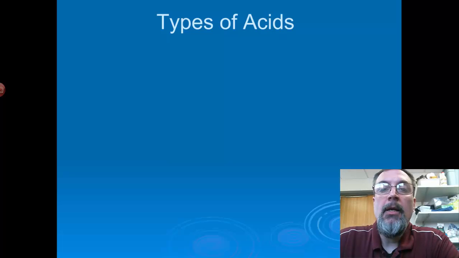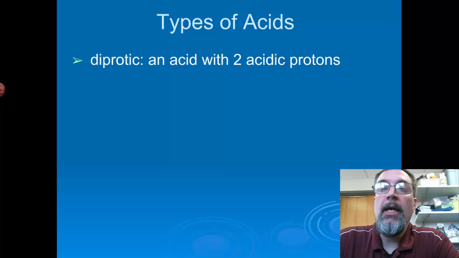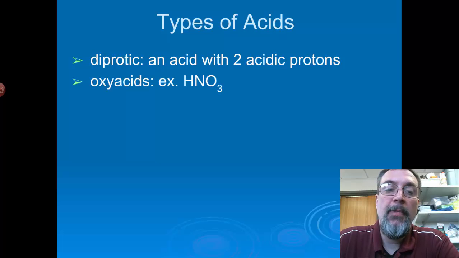Okay. Different types of acids. We have a diprotic acid, and di means 2. Okay, prot means proton, so diprotic means an acid with 2 acidic protons, like H2CO3, H2SO4.